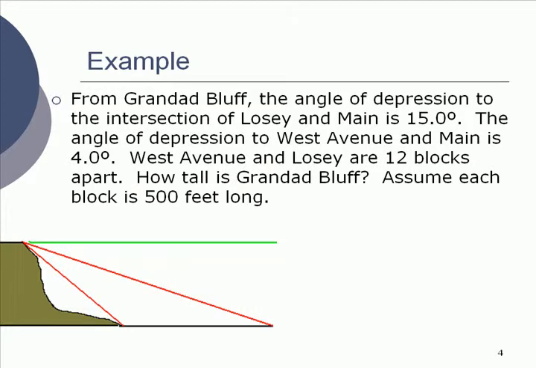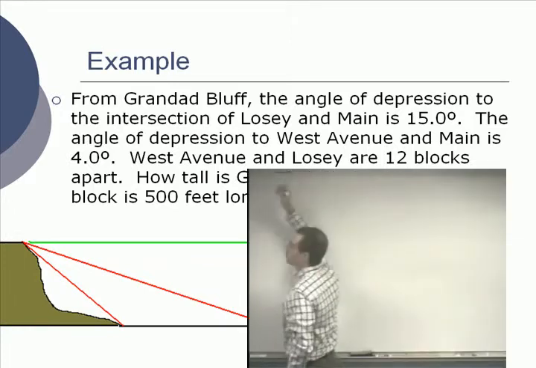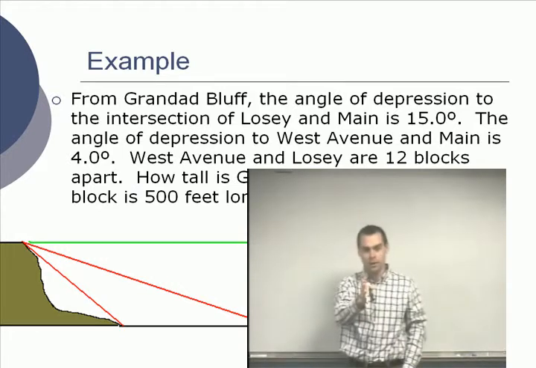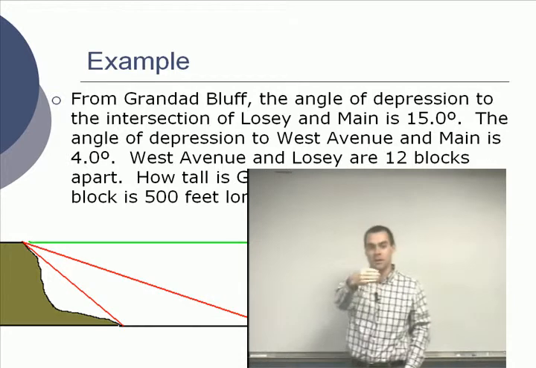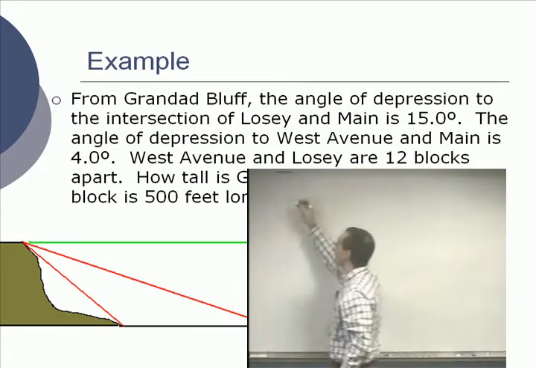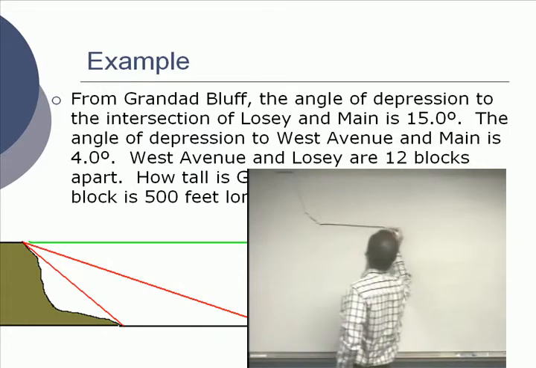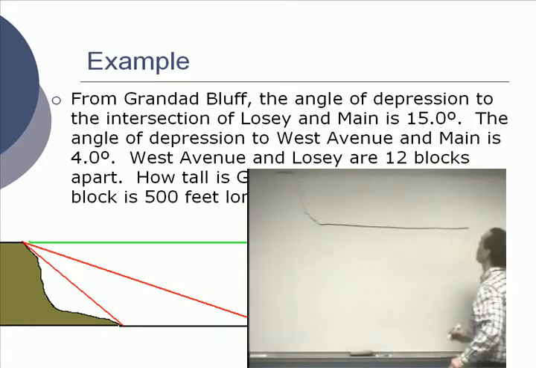Different scenario. Part of the purpose of this problem is to work with the terminology just a little bit. If you've ever been on top of Grandad Bluff, you know that when you look out from Grandad Bluff towards La Crosse, you look right down Main Street. And you can see the major intersections pretty well. So we're going to assume a couple of things here.